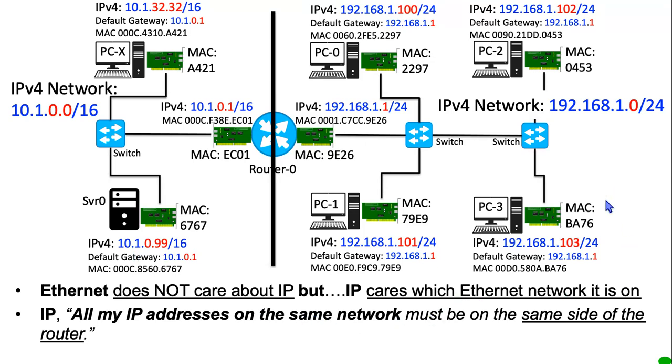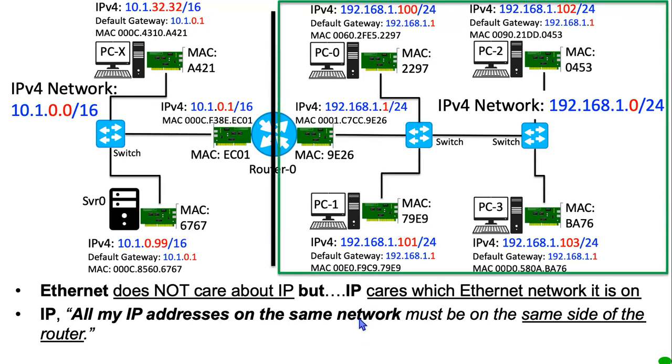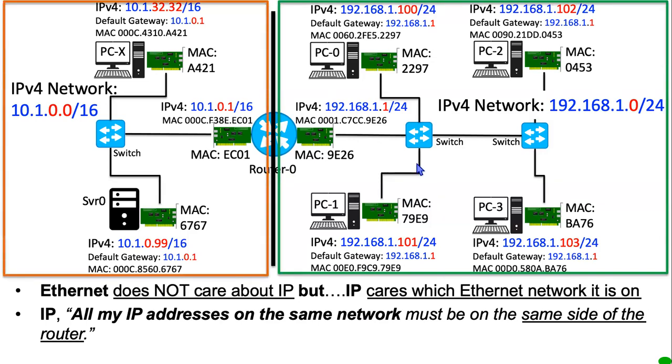Now, for those of you that know a little bit about VLANs and router on a stick and some other things, yes, there's other ways to implement this same concept, even having two IP networks on the same side of the router. But let's not worry about that right now. All right, so we have this IP network on this side and this IP network on the other side.